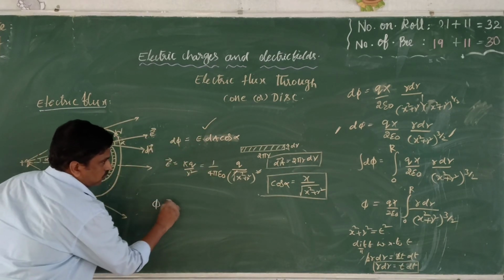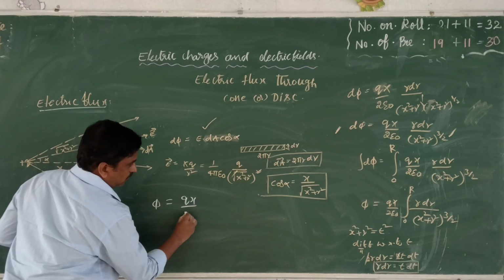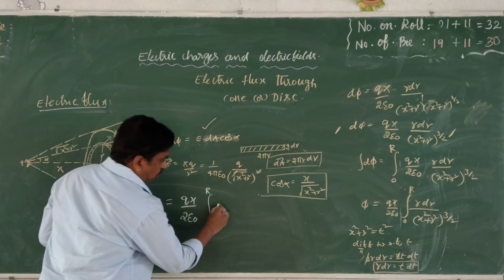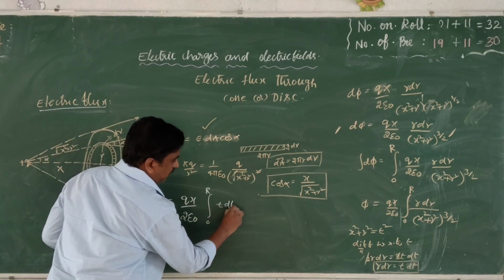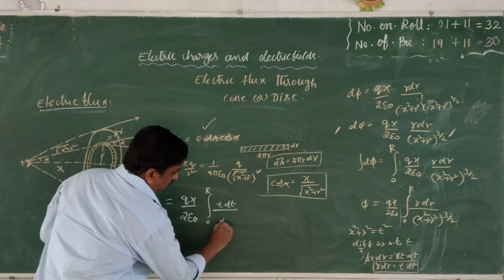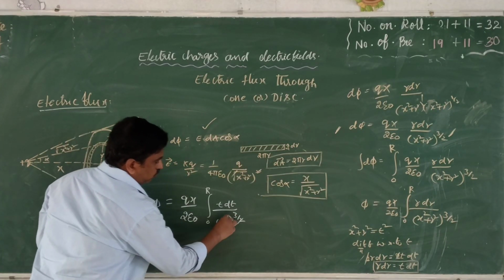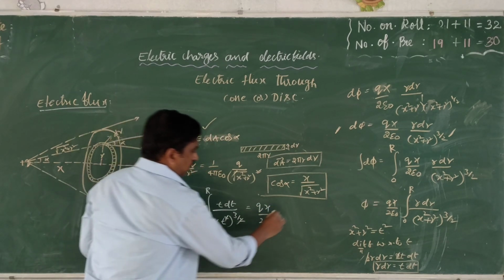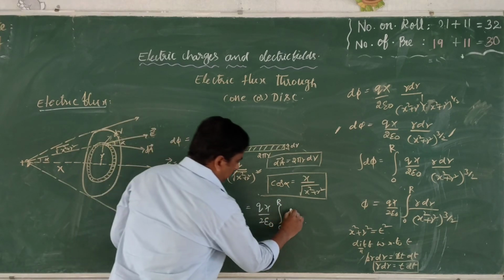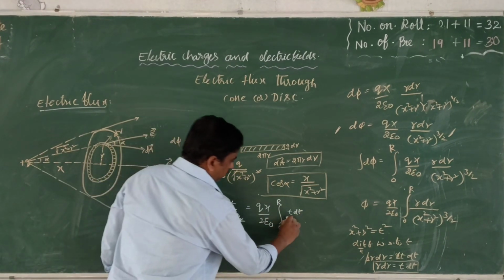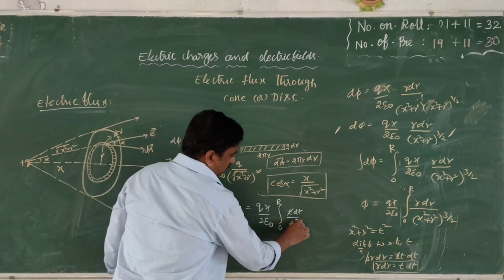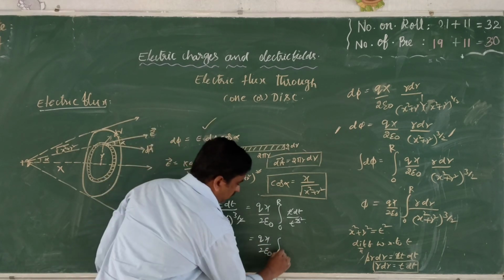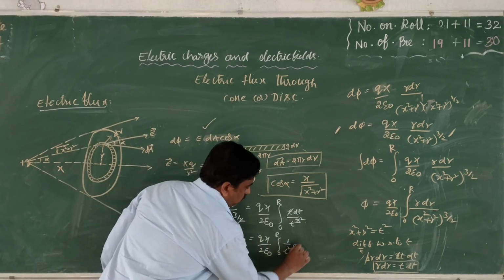Phi equals total flux, q x by 2 epsilon naught, integral 0 to r, where r dr we can write as t dt, divided by x square plus r square, which is t square, whole power 3 by 2. So the 2s cancel, and we get q x by 2 epsilon naught integral 0 to r of t dt by t cubed. The t cancels, so we get t square, giving q x by 2 epsilon naught integral 0 to r of 1 by t square dt.